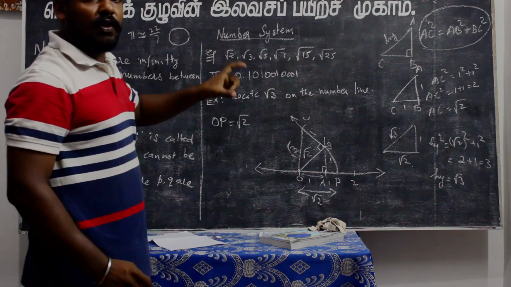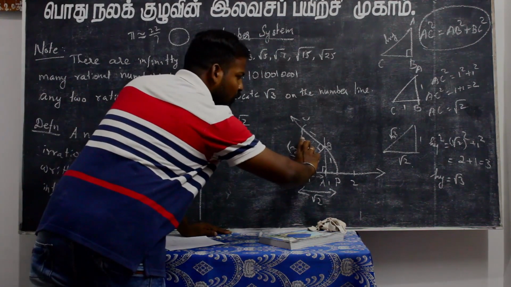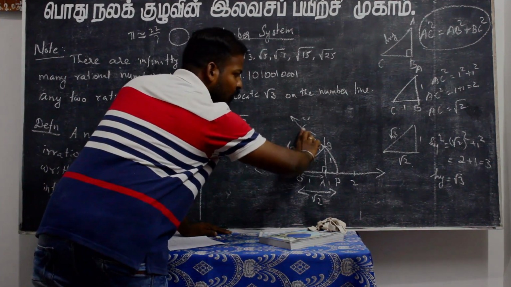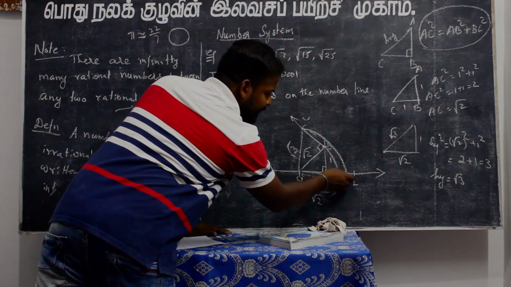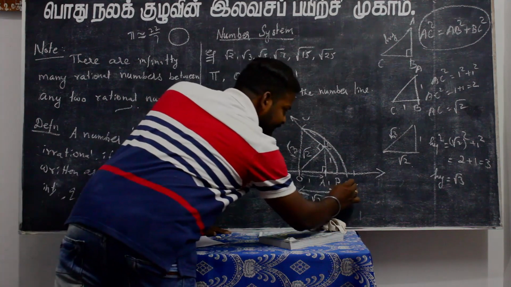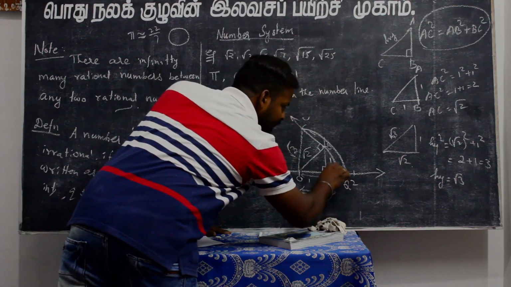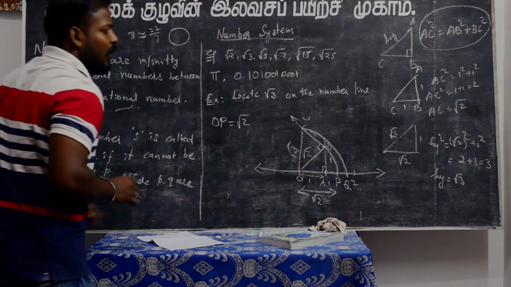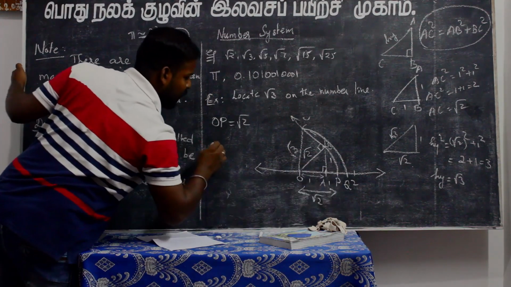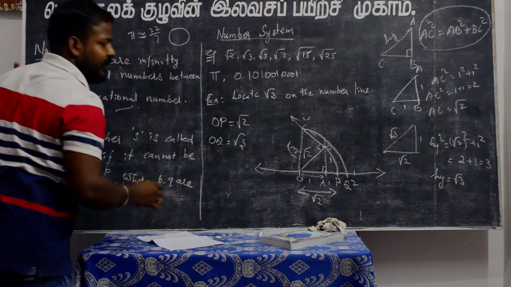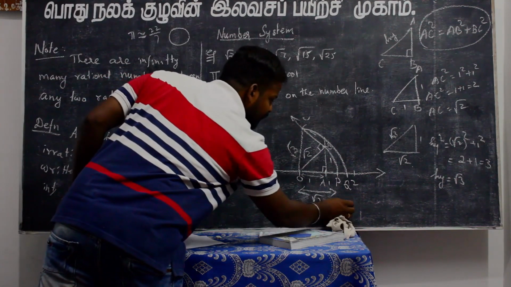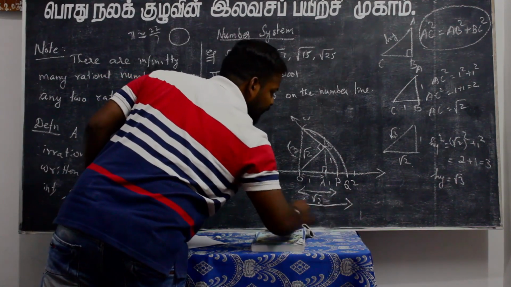You use your compass, place it at O, take the radius as OC and draw an arc. It cuts this line. Take this as Q. This is P, this is Q. So what is the distance OQ? The distance OQ is root 3.